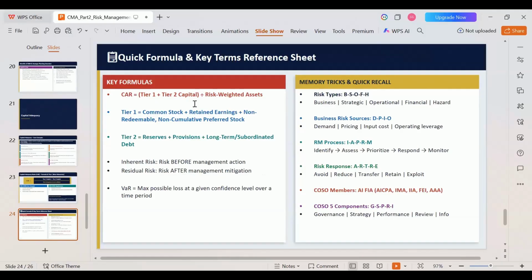So you just have to remember this formula and this concept. In Tier 1 capital, we will be having common stock plus retained earnings plus non-redeemable or non-cumulative preferred stock, the equity section. Then in Tier 2 capital, reserves, provisions, and any gains that we have on our assets will be realized in Tier 2 capital. Core capital will be Tier 1 itself. Okay. So these are the main concepts that we need to know in section D, risk management.